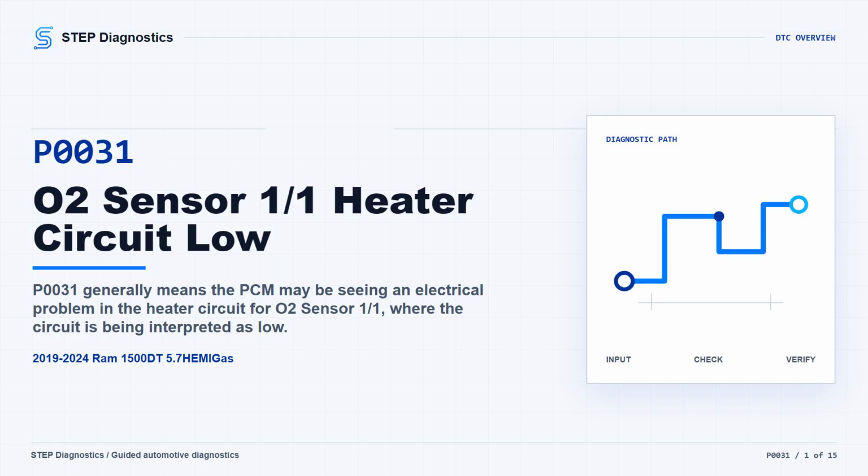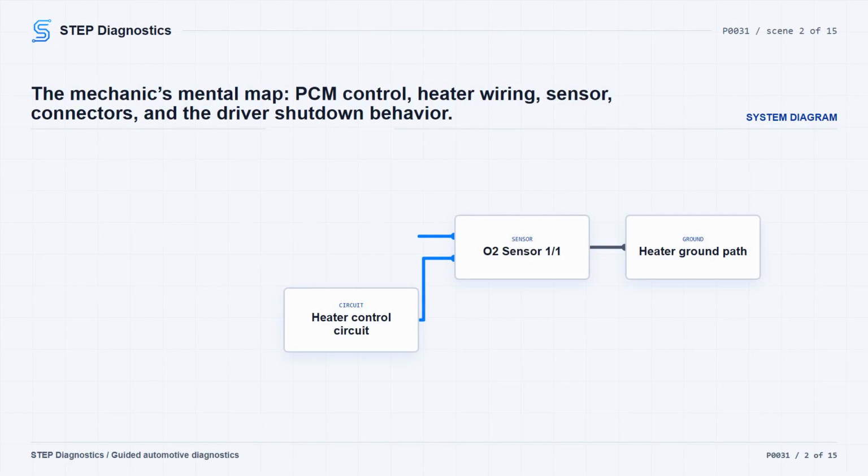Think of the fault areas in broad buckets: heater ground or heater control wiring, the O2 signal and return circuits, connector and terminal condition, the sensor itself, and only after the circuit checks are proven, possible PCM control. Also remember that if the PCM detects a heater circuit fault, it can disable the internal heater driver for the rest of that ignition cycle, even if the fault comes and goes.